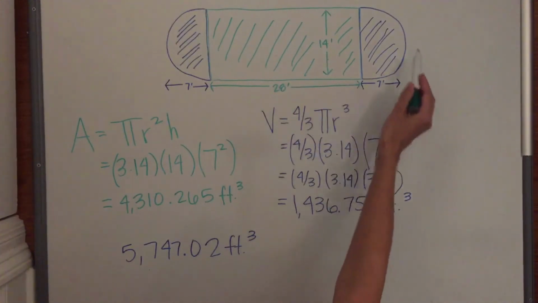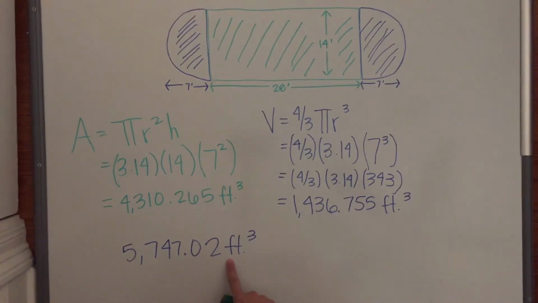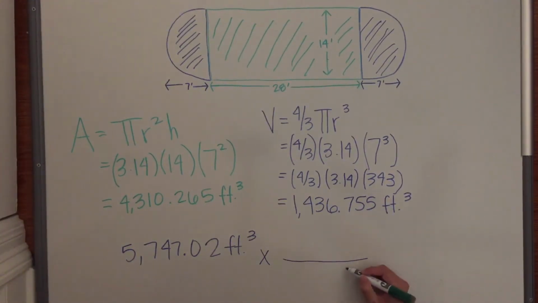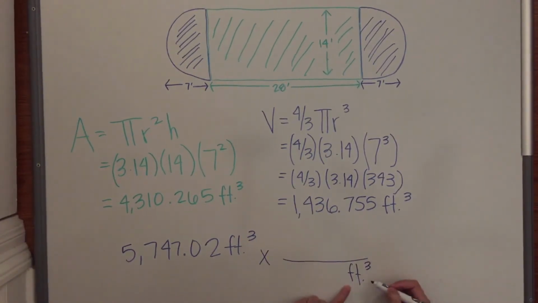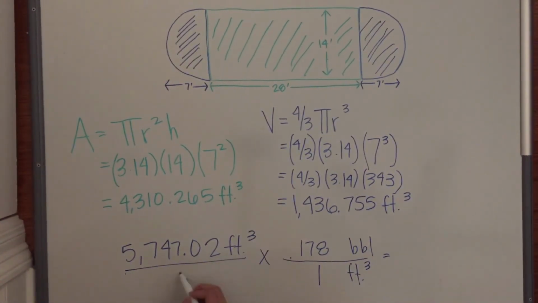However, the problem is asking for how many barrels will fit inside the tank. So we must convert this cubic feet to barrels. And how you do that is you multiply your cubic feet by the conversion factor, going from cubic feet to barrels. And this will give you your answer. So 1 cubic foot is 0.178 barrels. And when you multiply two fractions, you just pretend that this is over 1.